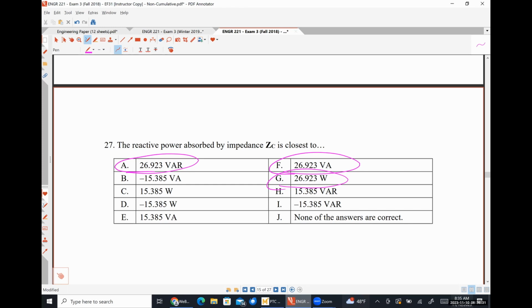So just to be clear, reactive power has R in it because those are volt amperes reactive. So I feel like reactive power is an easy one. Average power is just the power we've been dealing with all along. So it's in watts. So by process of elimination, apparent power must be volt amperes.